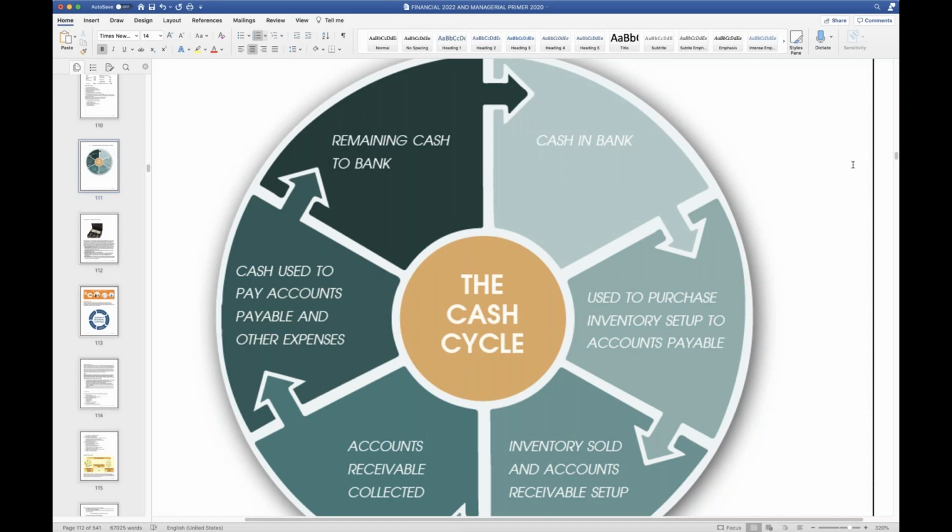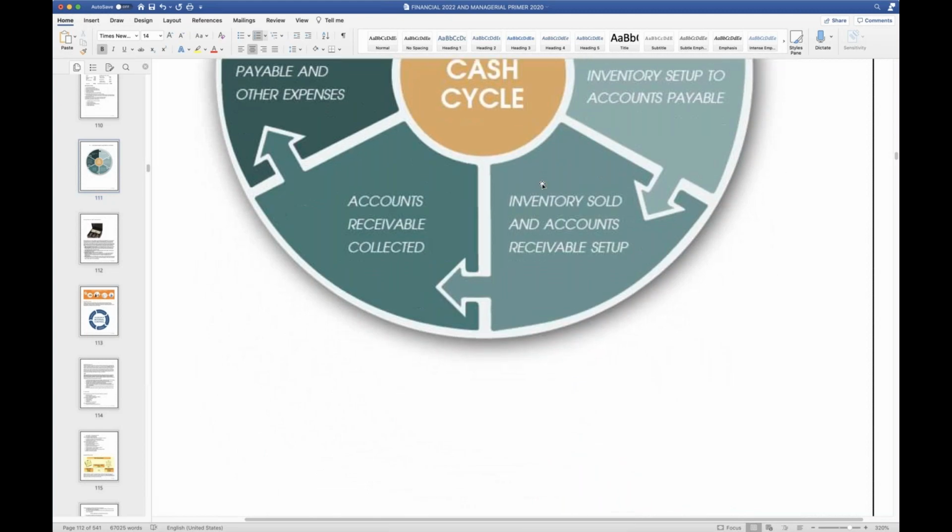We have the cash cycle that we've talked about, with cash in the bank used to purchase inventory. The inventory is sold, a lot of times on credit. The cash is used to pay accounts payable and other expenses. And we have the remaining cash in the bank. So that's the cash cycle.